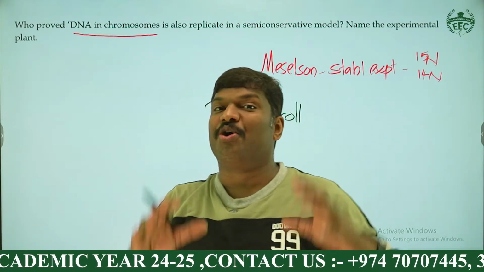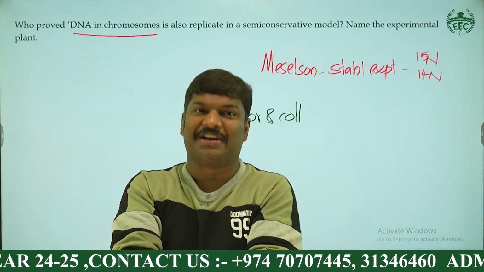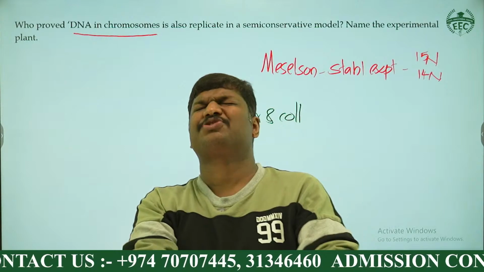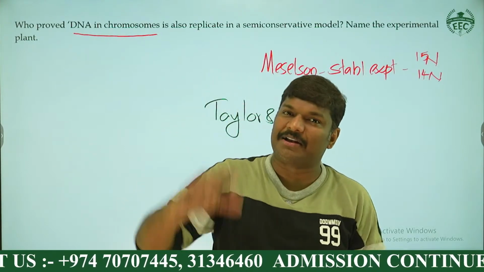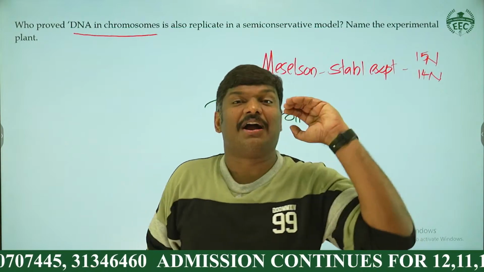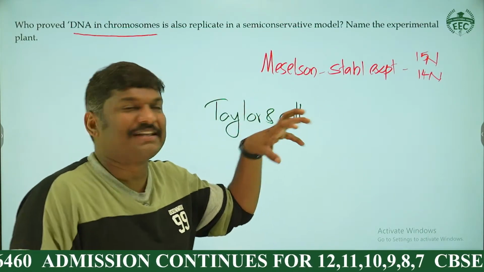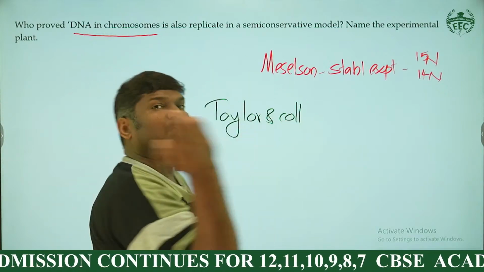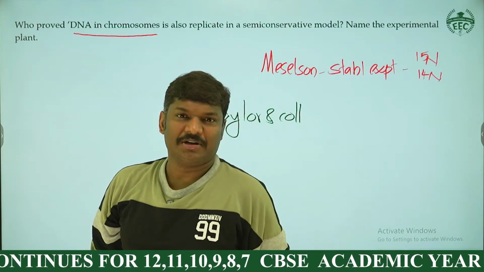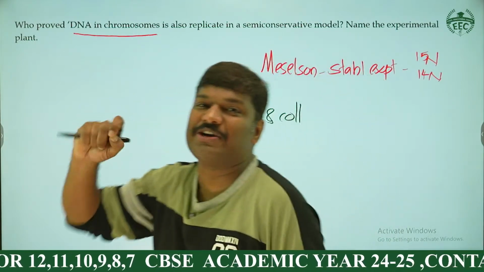And the other one, the double helical DNA undergoes replication. That was proved by Meselson and Stahl using the major experiment you studied. At the same time, in the last paragraph of the Meselson and Stahl experiment, it is given that Taylor and his colleagues proved that DNA in chromosome is also, an important point to be noticed, replicated in a semi-conservative model, my dear student.